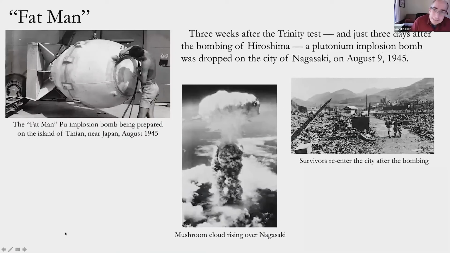So 3 weeks after that test, and just 3 days after the surprise bombing of Hiroshima, a bomb of that kind, nicknamed Fat Man, a plutonium implosion bomb, was then dropped on the Japanese city of Nagasaki. Again, we just passed the anniversary. And then you can see, just as a quick version here, there's much more we can talk about, the kind of impacts of this nuclear weapon on the city there.